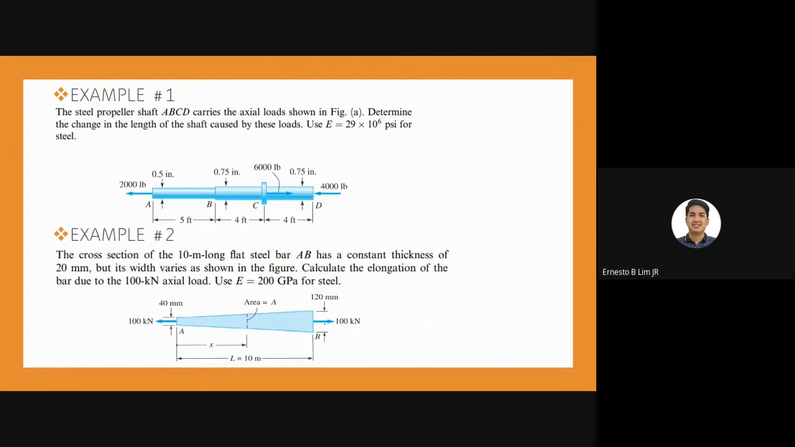For example 1, the steel propeller shaft A, B, C, D carries the axial loads shown in figure A. Determine the change in length of the shaft caused by these loads. Given E equals 29 times 10 raised to 6 psi. So this is our figure, guys. For example 1, the first step is we'll be getting the value of P, or the internal forces, for each segment.